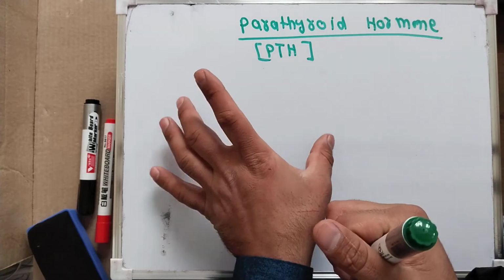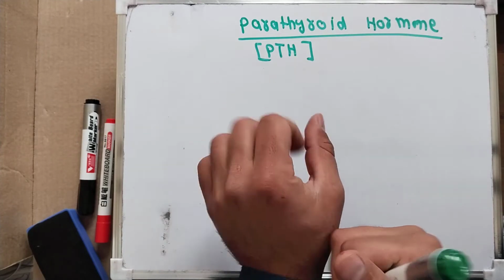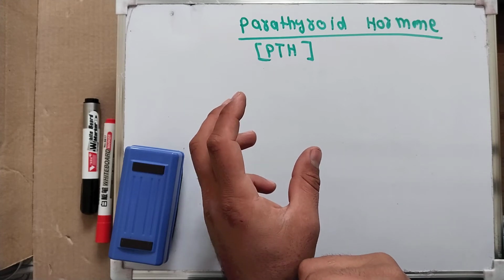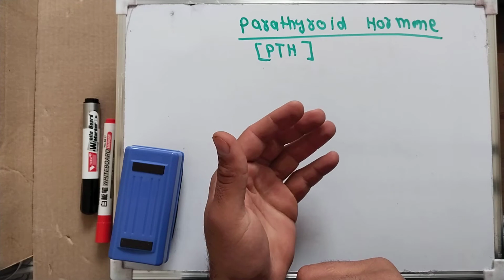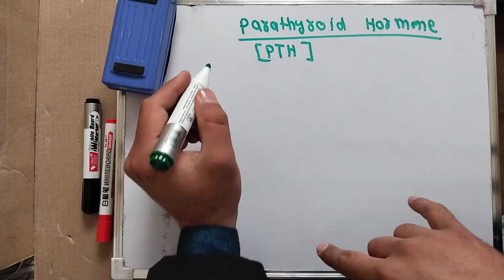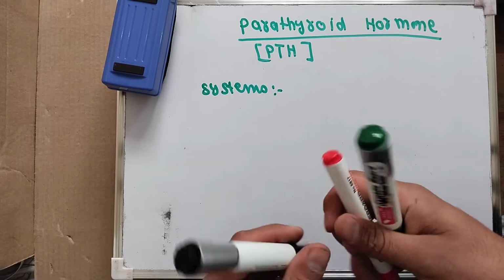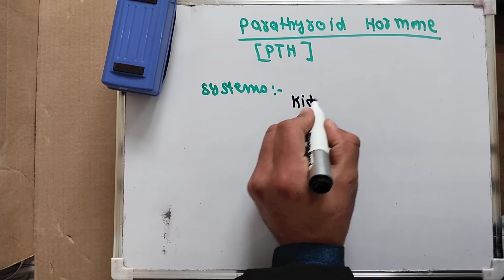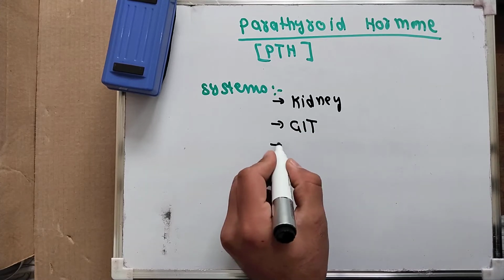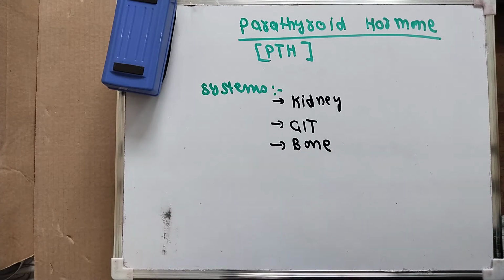There are three hormones and three systems that play a role in controlling calcium level in the body. Phosphate level is also controlled with the level of calcium. These systems include kidney, GIT, and bone. These are the three systems that control calcium level in the body.